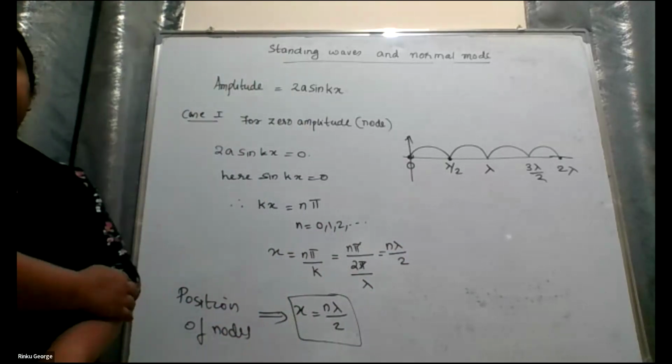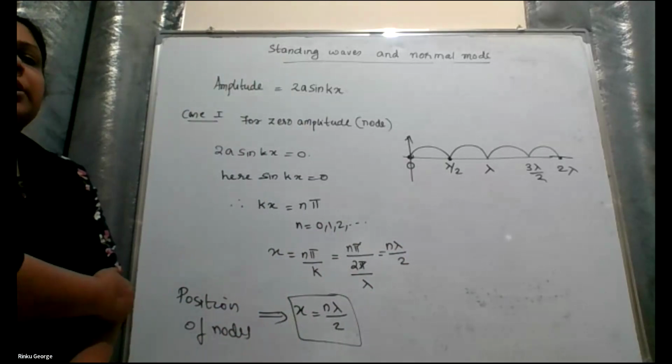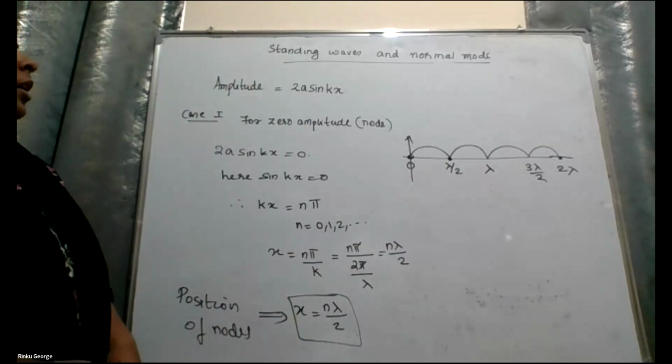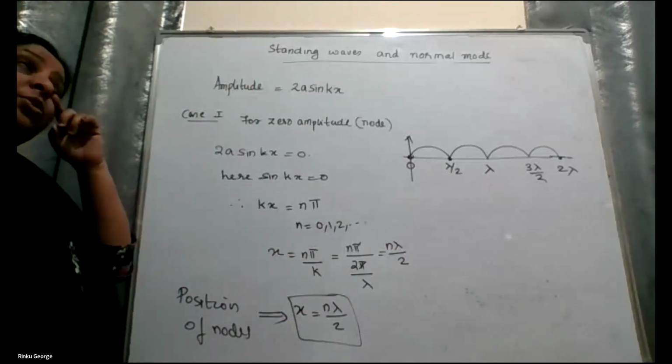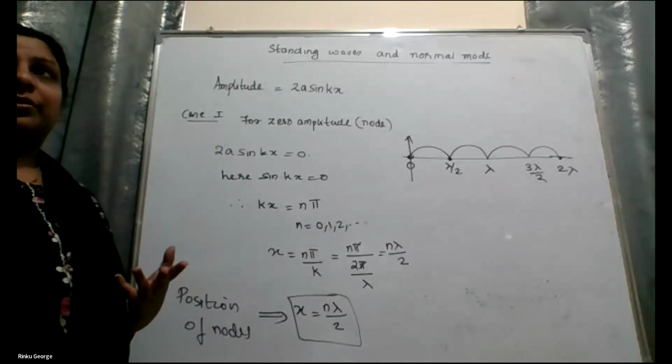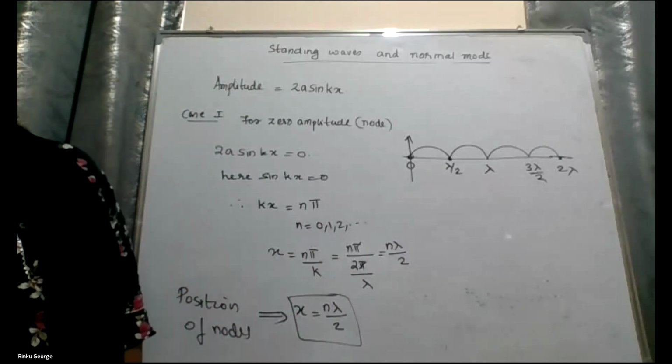Okay, done? Now next we will do case 2 for maximum amplitude. Maximum amplitude is what? Antinode. You will be finding the position of antinode as well.